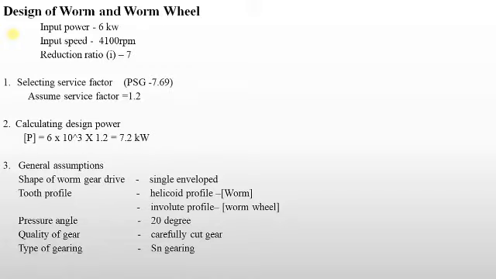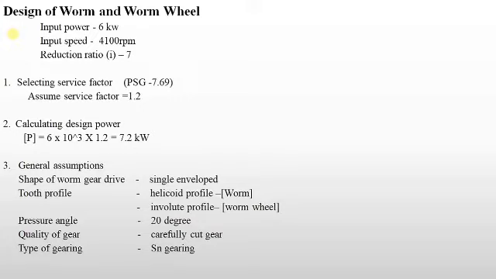Design of worm and worm gear. Input power is 6 kW. Input speed 4100 rpm. Reduction ratio, that is i, is equal to 7. Step 1. Selecting the service factor. From PSG 7.69, select the service factor as 1.2. Step 2. Calculating the design power. That is P is equal to 6 into 10 raised to 3 into 1.2. P is equal to 7.2 kilowatt.